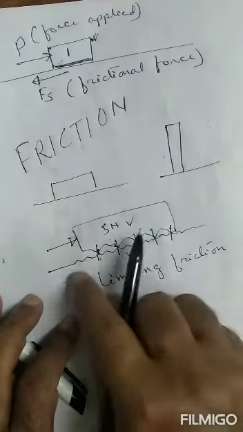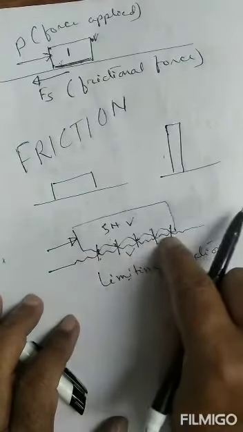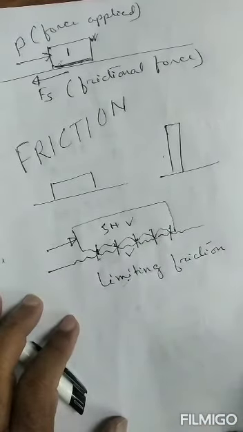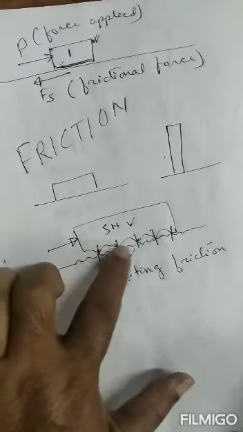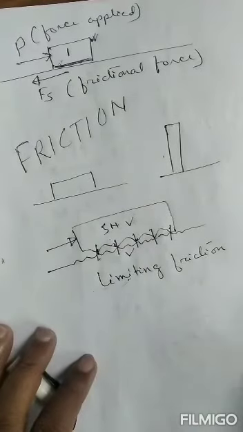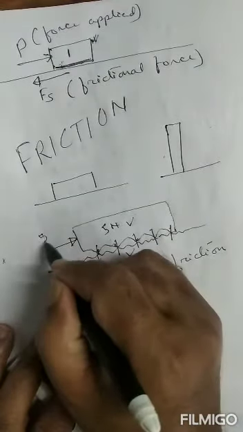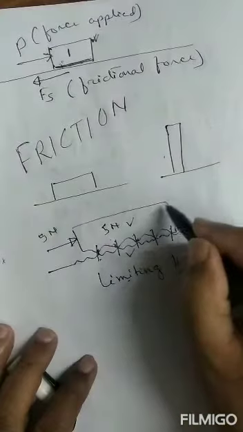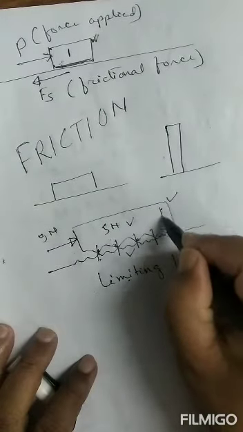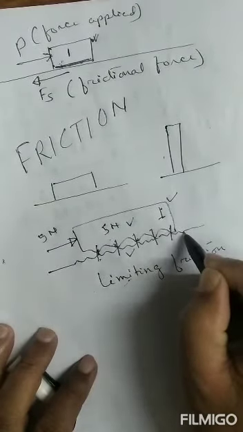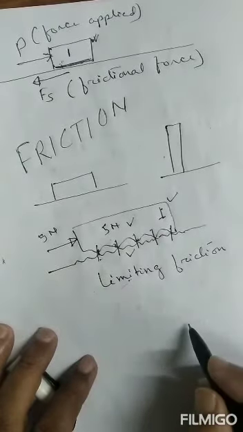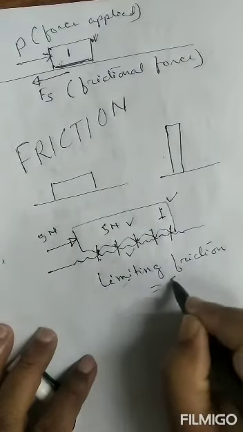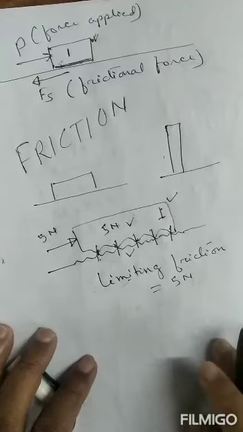Let us assume that the strength of all this molecular bond or molecular force between the surfaces of these two bodies is 5 Newton. That means if I apply 5 Newton force, then only motion of this body over the surface of the tabletop is possible. Therefore, limiting friction is 5 Newton.